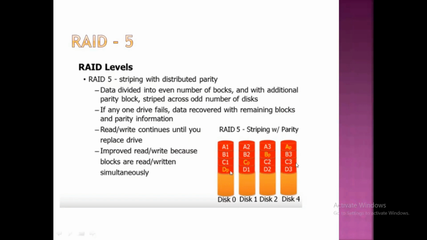You will have the C data. D is not available here, right? So D1, D2, D3 parity blocks will be maintained here. This is how you can reduce data storage. If any one of the drives fails, data is recovered from the remaining blocks and the parity information. So this is the RAID 5 concept.